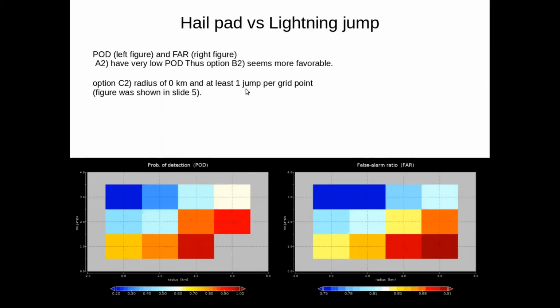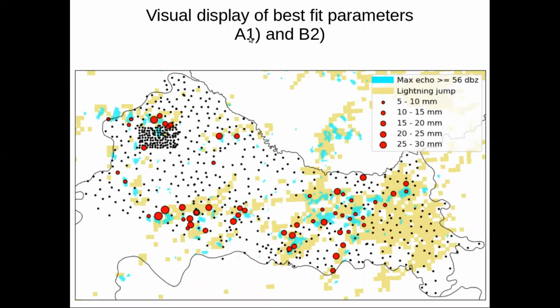But now we will show A1, which is reflectivity above 56, and the B2 case, which considers at least 2 jumps at a location. We repeated the figure. So now we can see that there are far fewer jumps in the radar signal on our map, and they are mostly located near the regions where we had some hail reports.